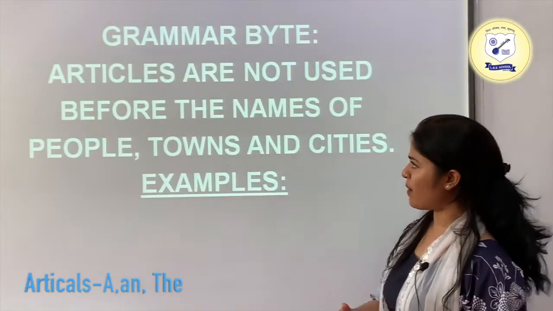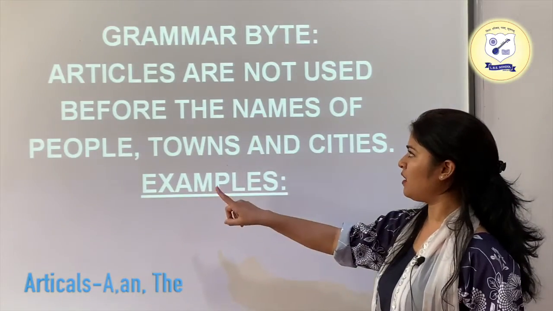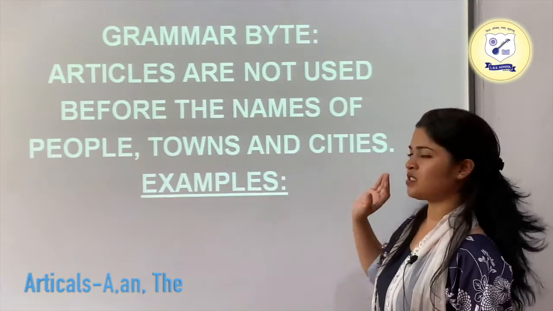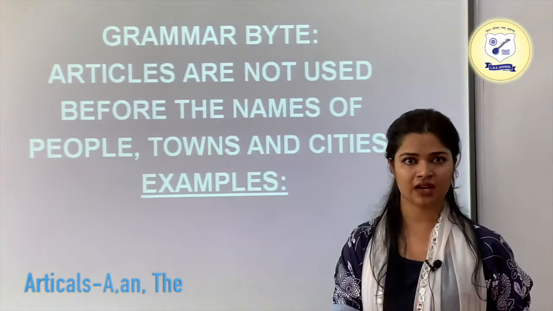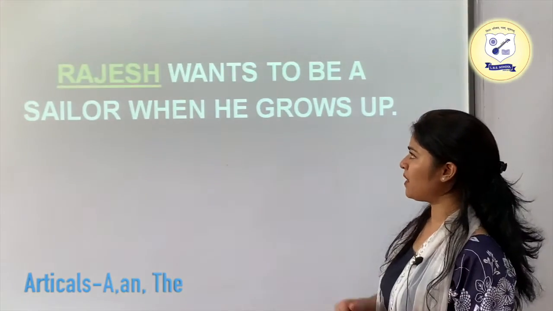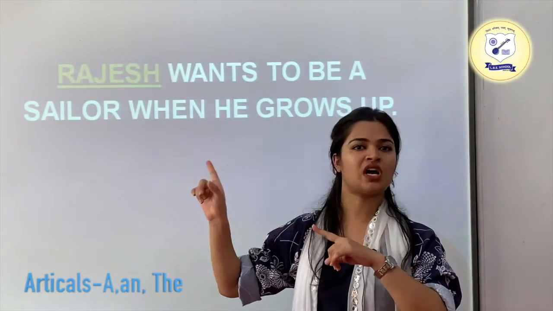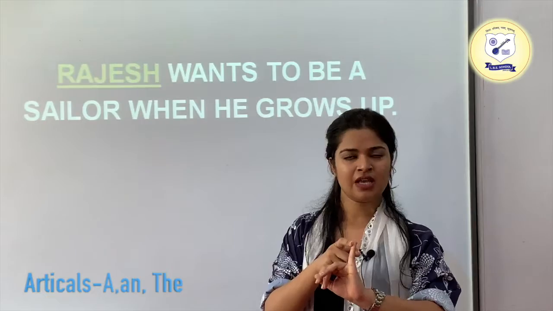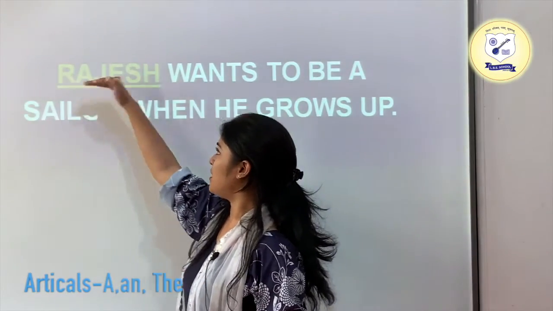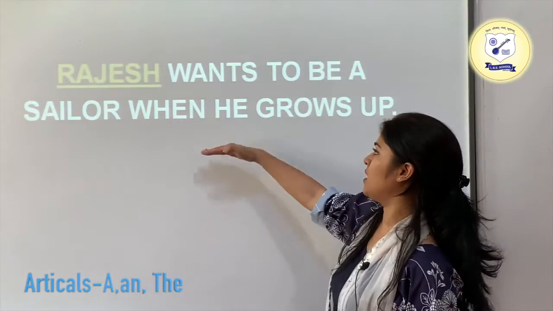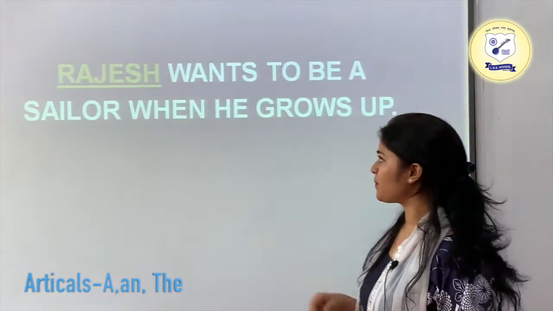Now we have a few grammar bites. Articles are not used before the names of people, towns and cities. When we are talking about people, towns and cities, we do not use any article before that. For example, Rajesh. In this sentence you can see that I have not used any article before Rajesh. Rajesh is the name of a person and it is a noun, but we cannot use any article before that. So this should be "Rajesh wants to be a sailor when he grows up." We haven't used any article before Rajesh.